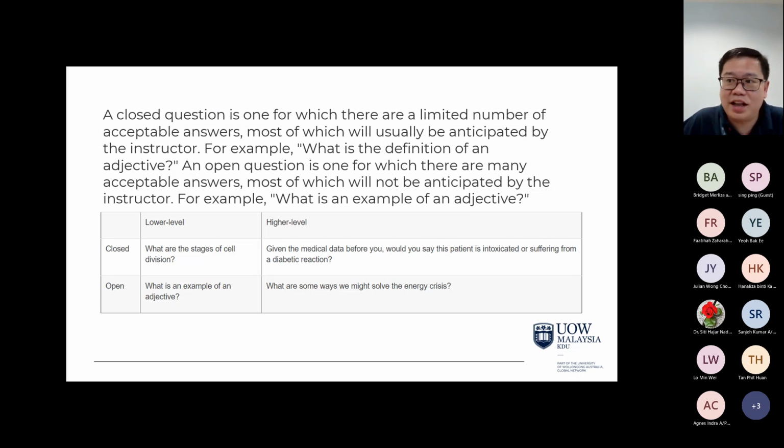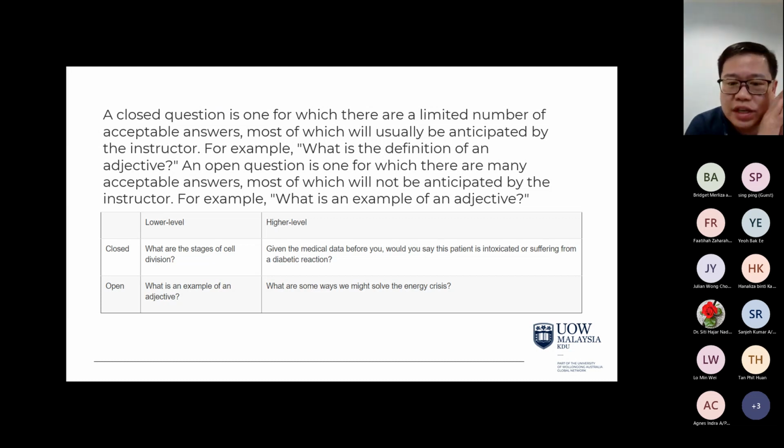For a higher level, given the medical data before you, could you say this patient is intoxicated or suffering from a diabetic reaction? All right, so that is very closed. It's a kind of yes or no, and the answers are quite limited. Whereas if it is open, what is an example of an adjective? There are so many, so they need to actually choose. At a higher level, what are some ways we might solve the energy crisis?